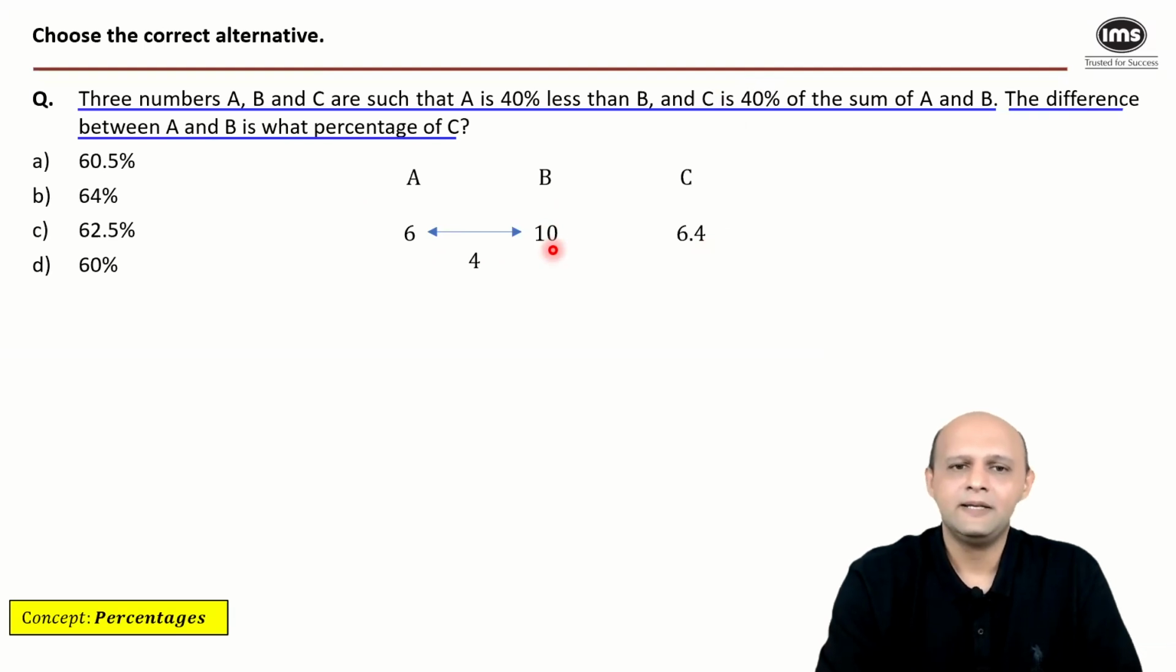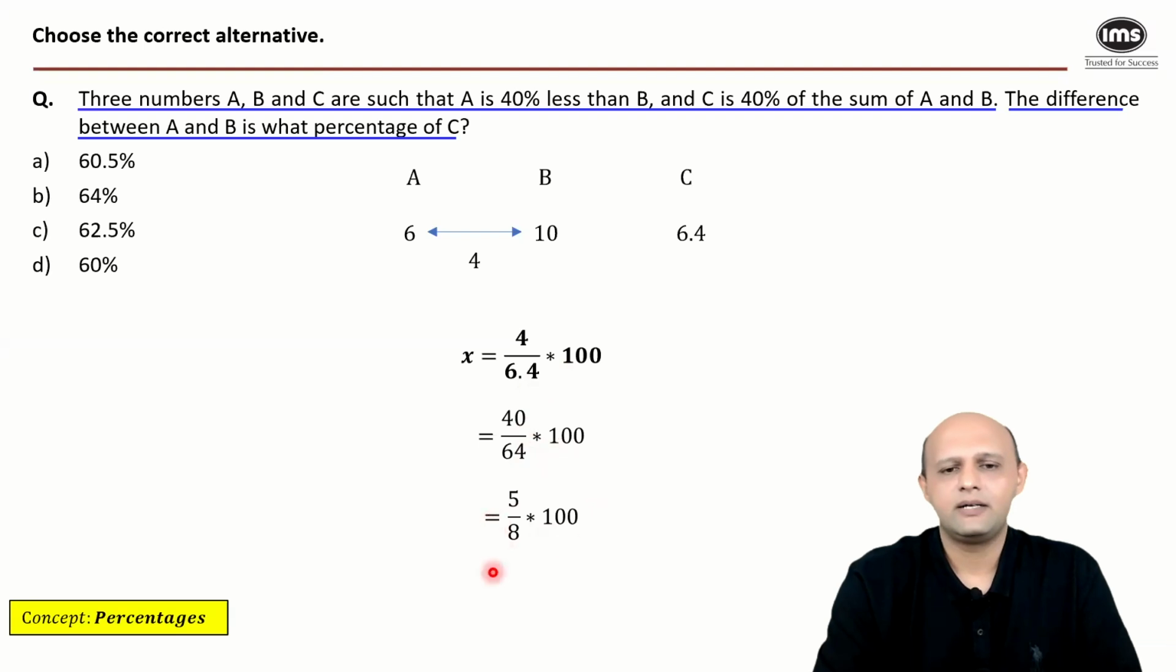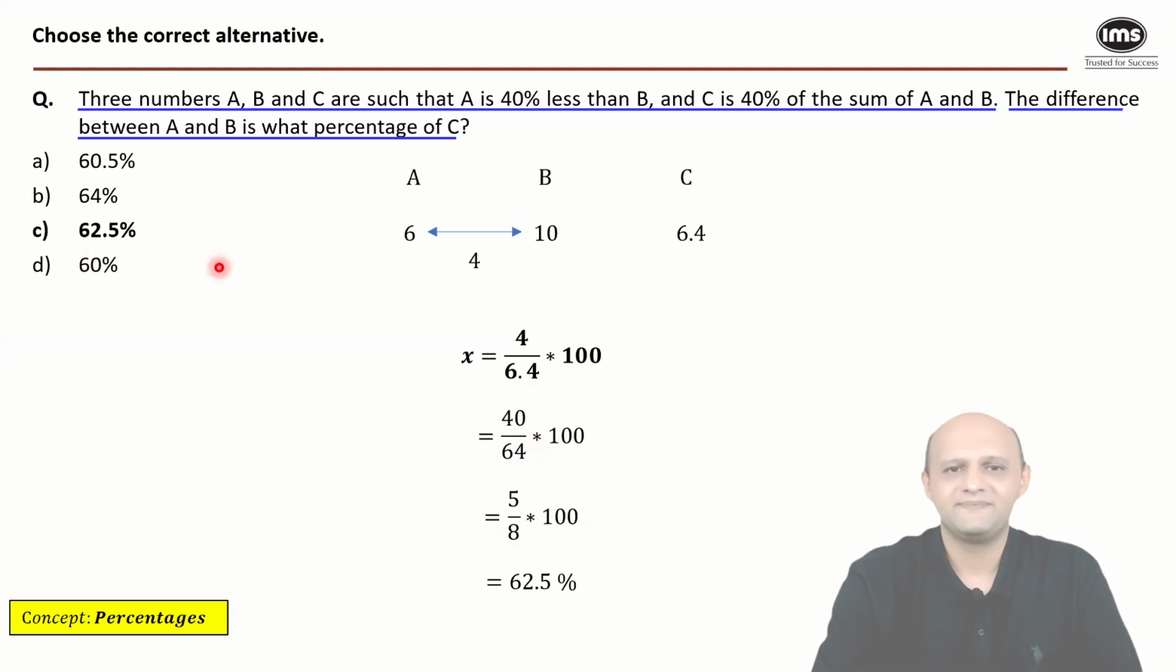Should have been solved. Okay, so this is 4 upon 6.4 into 100. So if you assume this entire thing to be X, it would be 4 by 6.4 into 100, which is essentially 40 by 64 times 100. If you reduce this to the lowest ratio, you would get 5 by 8 into 100. We know that 1/8 is 12.5. So 5/8 is going to be 62.5%. Okay. So what's the answer option? Answer is option C.